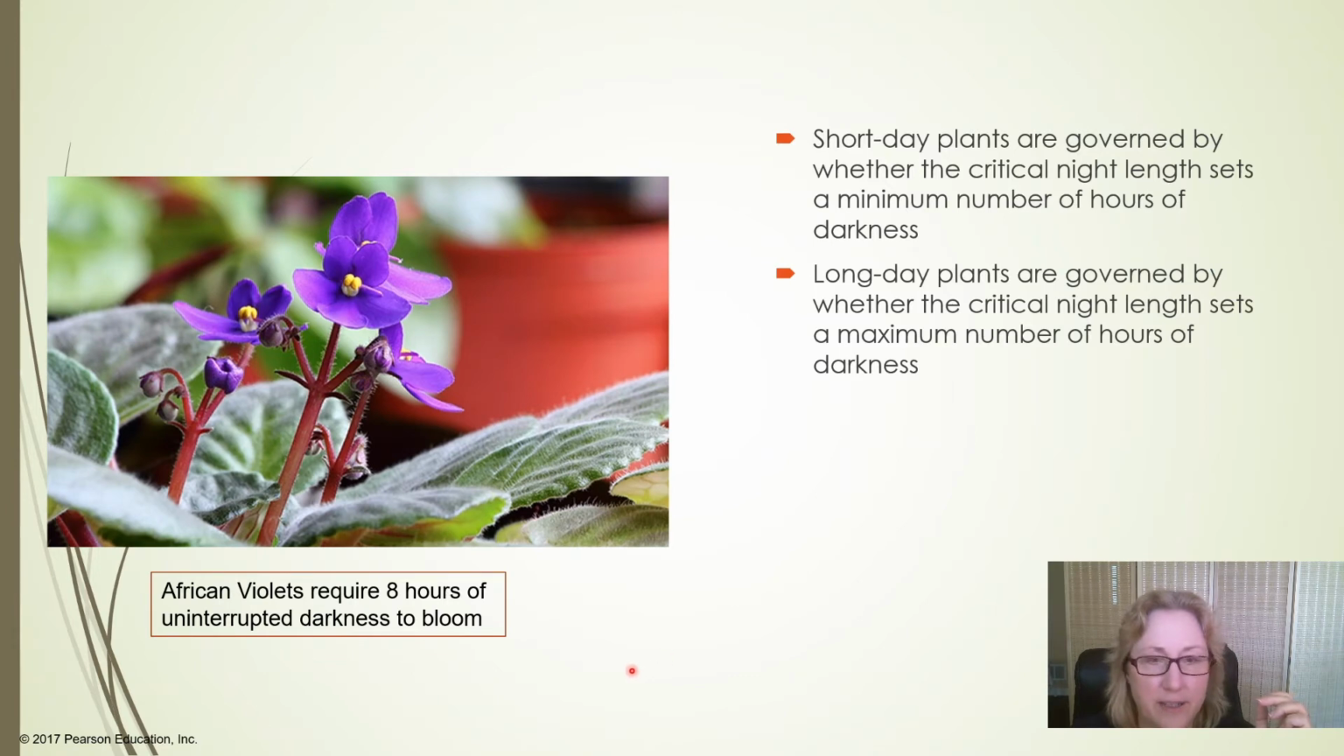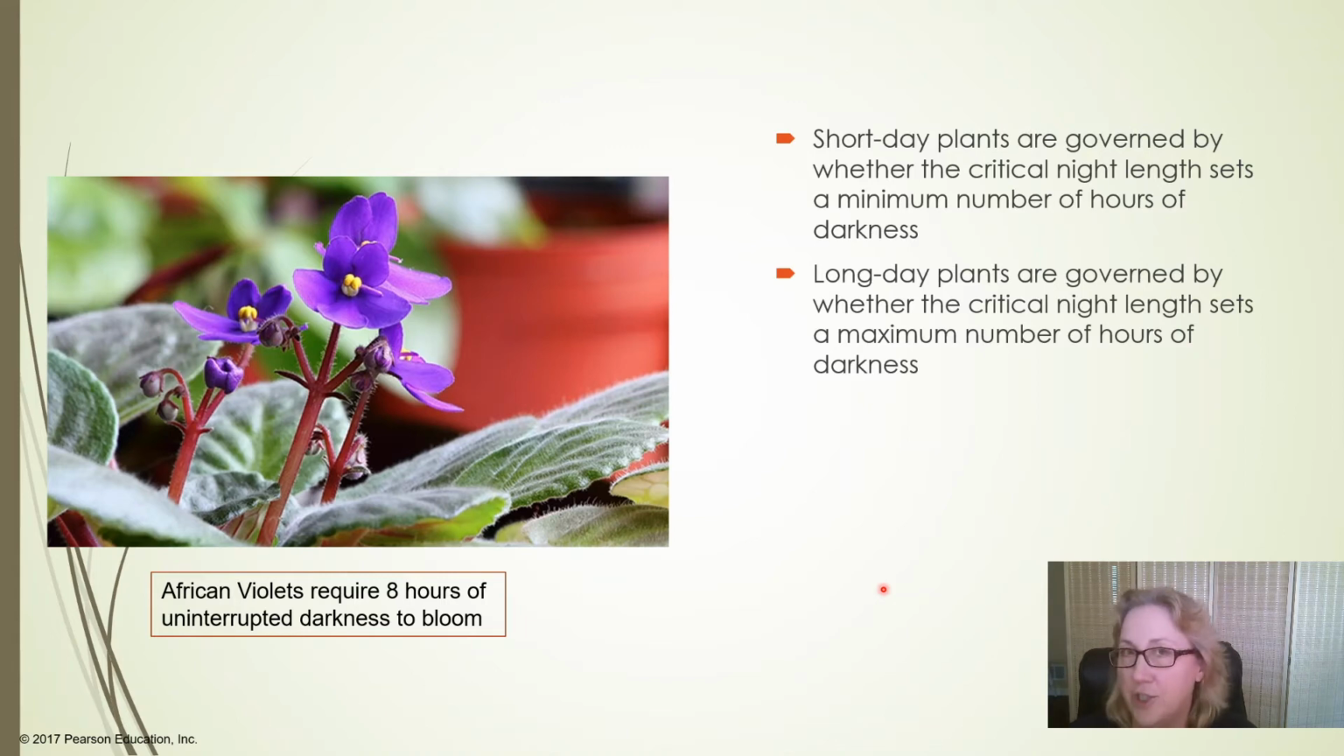Like African violets are a short day plant, and they will not flower if they don't have 8 hours of uninterrupted darkness. And it does not take much to interrupt their darkness and stop them from blooming. I used to have an African violet that I received looking very much like this with nice lovely flowers on it, and it quickly stopped blooming. And I had it for many years, and although it looked very healthy and had nice healthy leaves, it did not bloom. And I had no idea why.